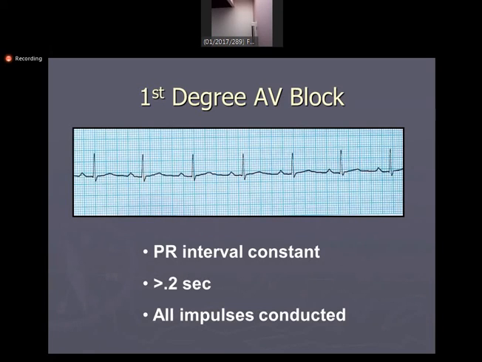And what is an interval? It starts from the start of one complex to the start of the next complex, right? And the normal PR interval is 0.12 to 0.20 seconds. What does it mean? 3 small squares up to 5 small squares. If it becomes greater than that, more than 5 small squares, it is called first degree AV block.